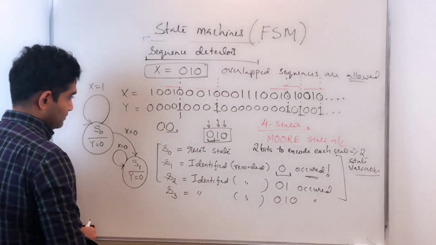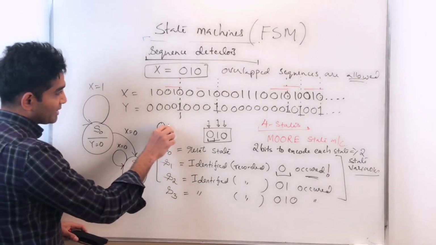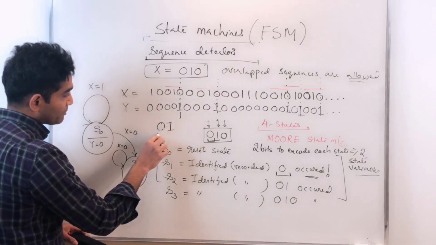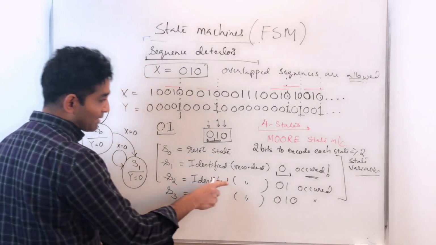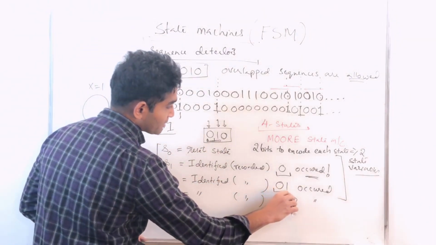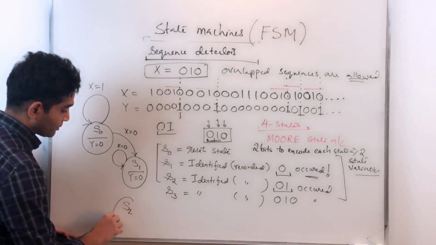I have this 0 in my input stream, which has been recorded by S1. Now a 1 occurs. That means now 0, 1 is part of the sequence. I have defined the S2 state as a state that has identified that a 0, 1 has occurred in the input stream. That means I need to transition to the S2 state now.